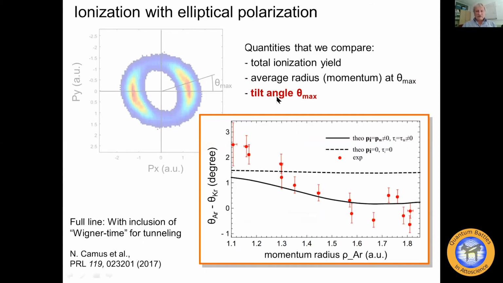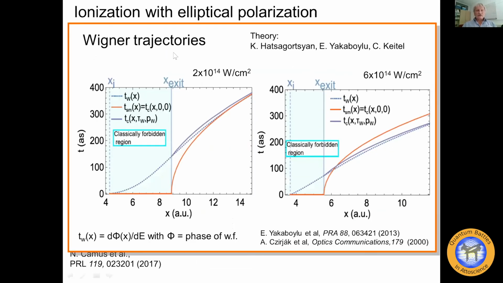And here is plotted the tilt angle from the distribution, and again the differences between the two targets. If we use the standard simple man model, just tunneling, starting classical trajectories at the exit of the tunnel with 0 initial momentum and at 0 time, then we get this dashed line. If we use our quantum theory for the initial values, there is a certain initial momentum, and there is a time for tunneling, if you want, then we get this solid curve here, so a much better agreement.